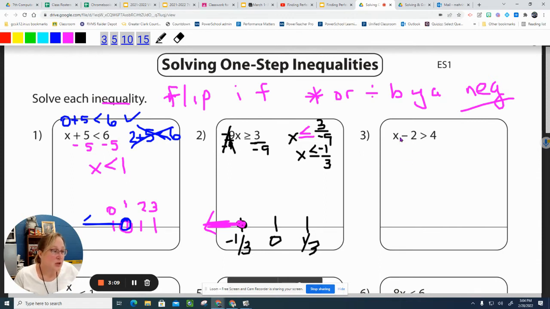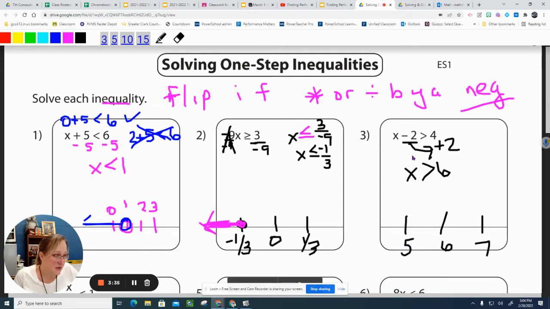We'll solve the next one, x minus 2. In order to make this one happen, I'm not multiplying or dividing by a negative, so I'm going to move this with the inverse operation of plus 2. You're left with x is greater than 4 plus 2, which is 6. So I'll put 6, 7, 5. This one does not have an equal to, a little line underneath it, so it is an open circle. And since the x is on this side, the arrow will point the same way.